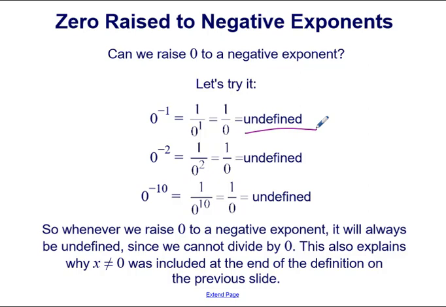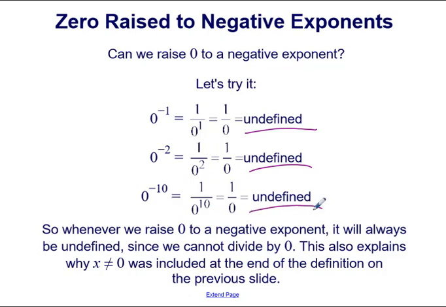What about 0 to the negative 2? Well, 0 to the negative 2 is equal to 1 over 0 to the positive 2, but 0 to the positive 2 also has a product of 0. That's 0 times 0, and that's, again, a 0 in the denominator, making it undefined. That would be 1 over 0. What about 0 to the negative 10? Well, that would be equal to 1 over 0 to the 10th, which is 0 multiplied 10 times, which still has that product of 0 in the denominator, making it undefined.